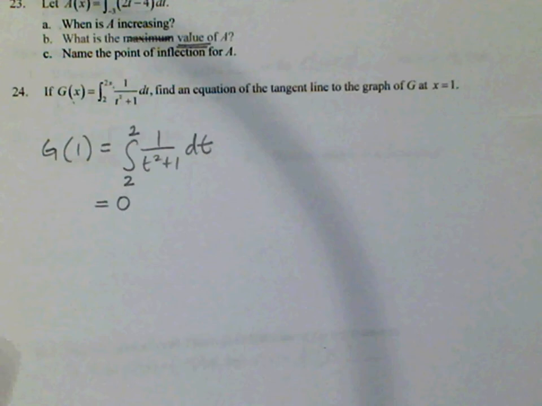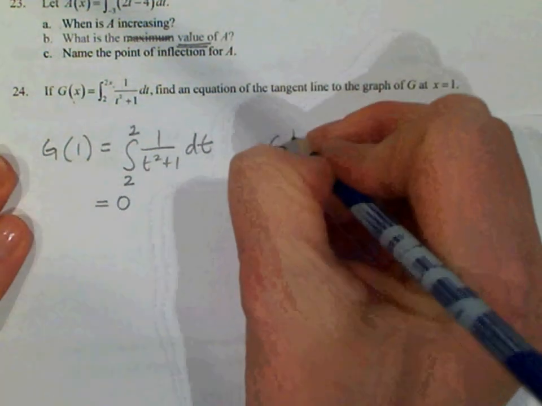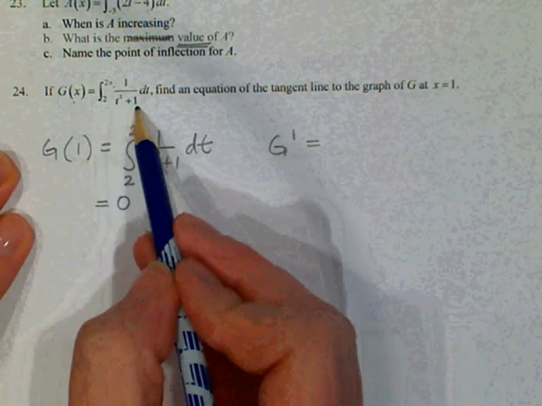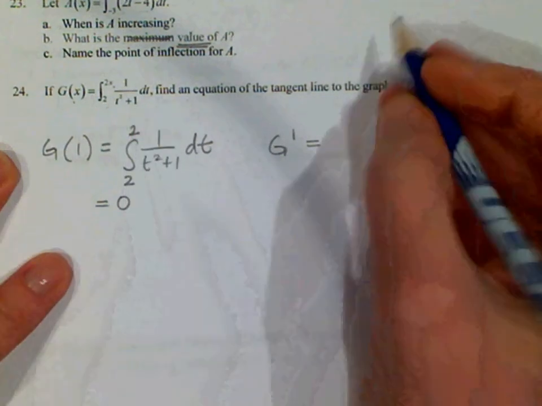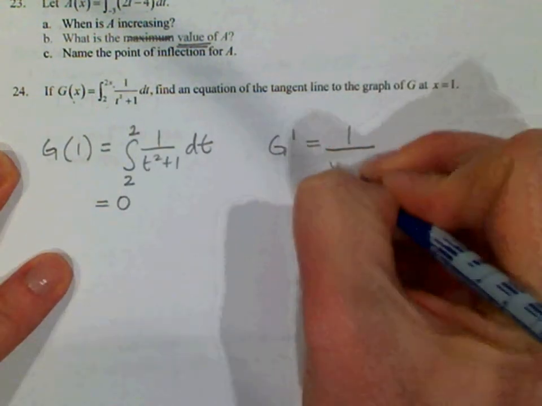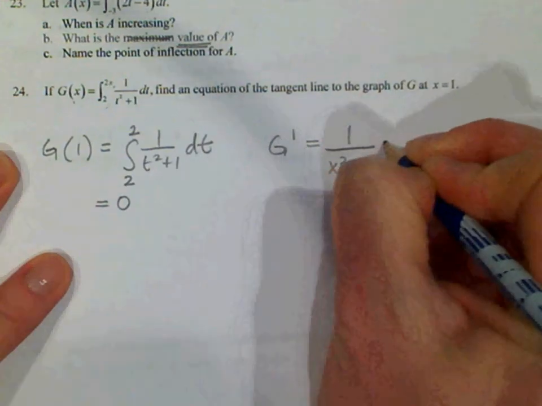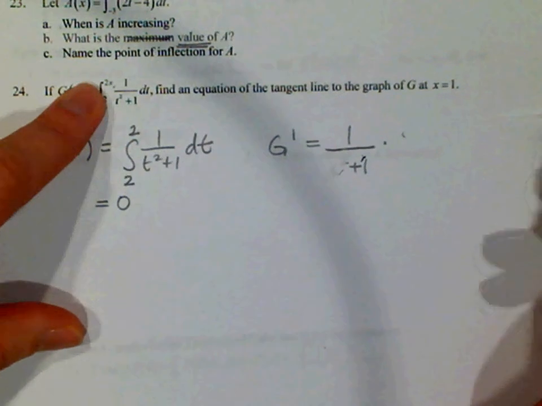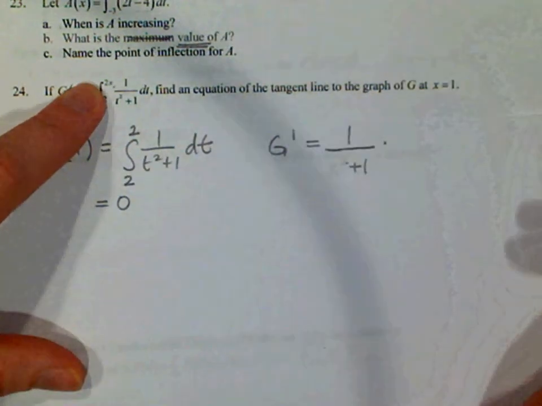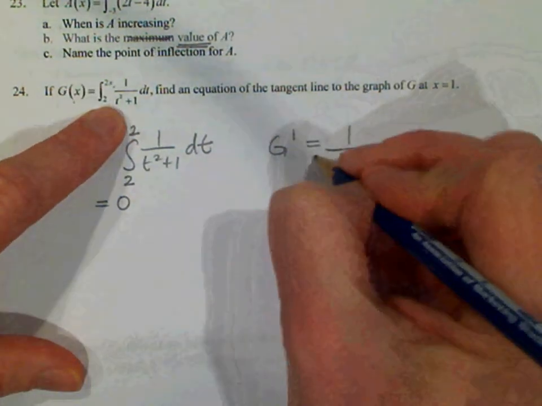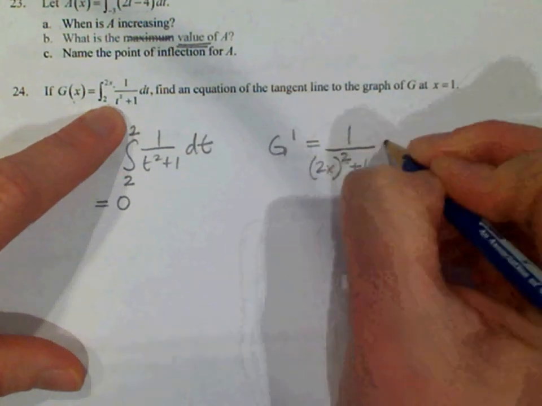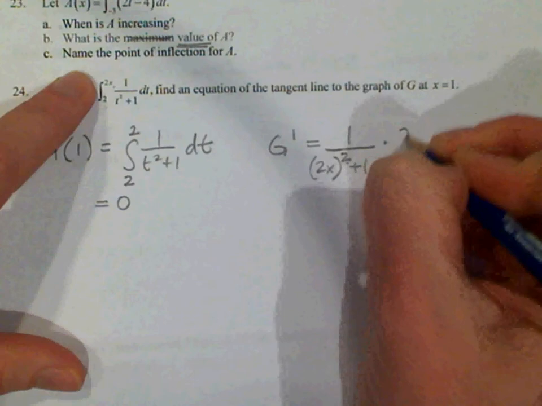Now I'm going to find my slope. So I need g prime. Well, the way g prime is defined, g prime will be 1 divided by x squared plus 1. Whoops, excuse me. Not x squared because it's defined to a function. So I'm going to substitute in 2x wherever I see a t. So it's 2x squared plus 1 times the derivative of 2x, which is 2.